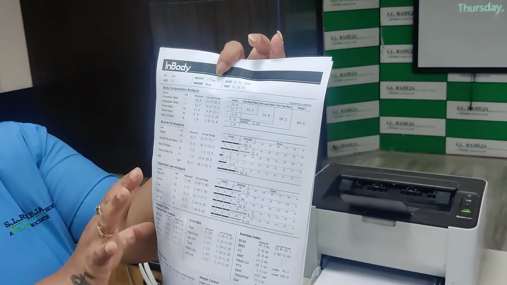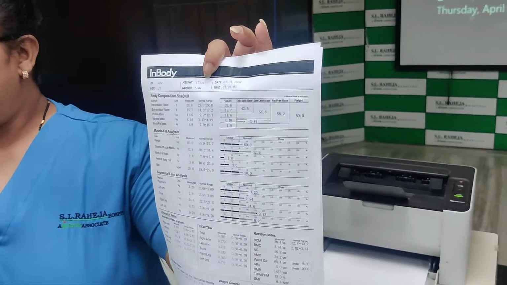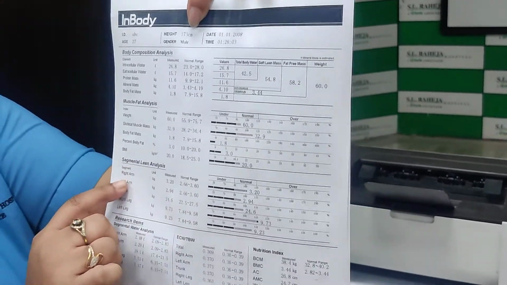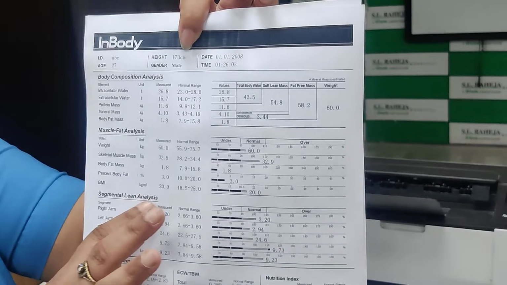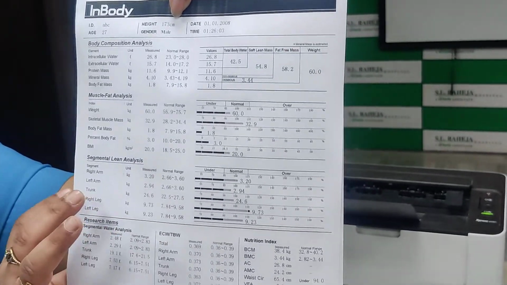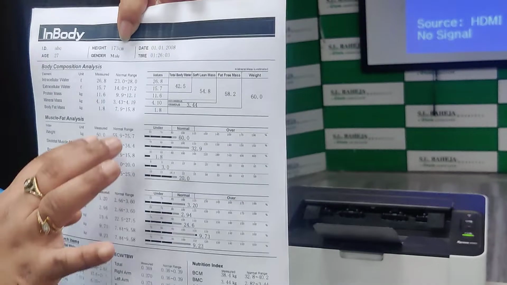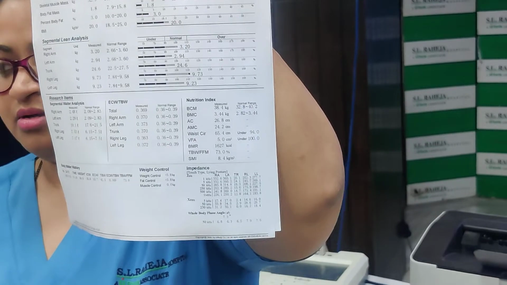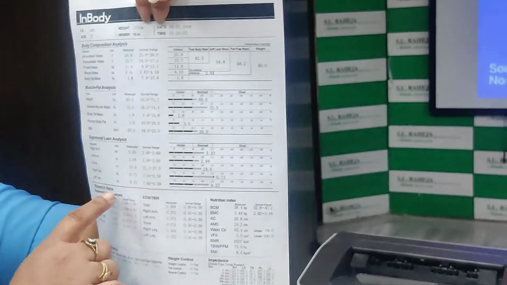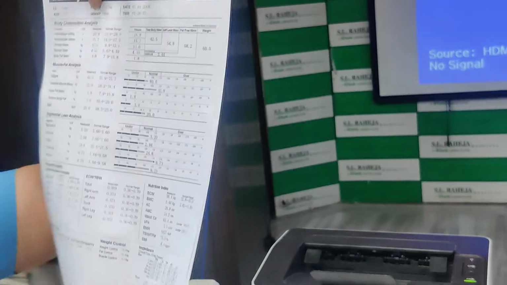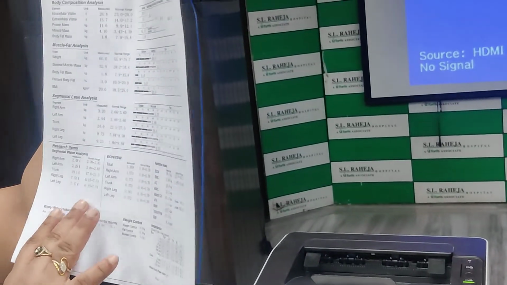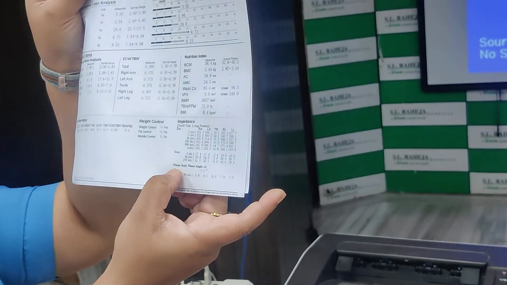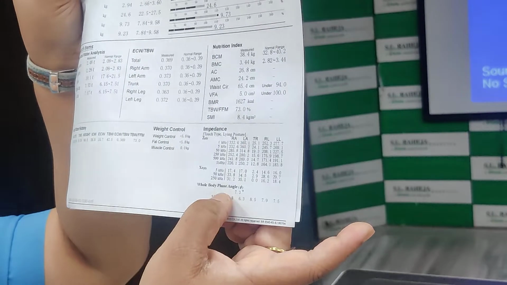Now, as I said, it is showing in compartments. It will tell us the segmental lean analysis: right arm, left arm, trunk, right leg, and left leg. There are normal range values also written on the side for our reference. And on the next page, you can see there is written whole body phase angle.